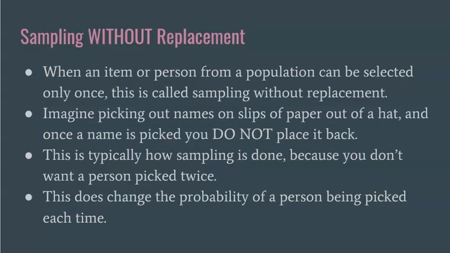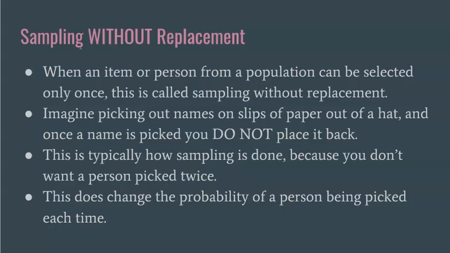Is it sampled without replacement or with replacement? So what does without replacement mean? Well, when an item or person from a population can be selected only once, this is called sampling without replacement. Imagine picking names on slips of paper out of a hat, and once a name is picked, you do not place it back. This is typically how sampling is done because you don't want to pick the same person or item twice. This does change the probability of a person being picked each time.